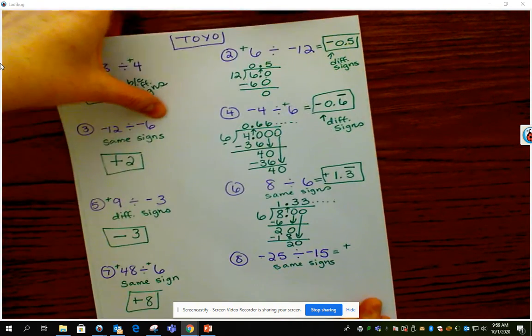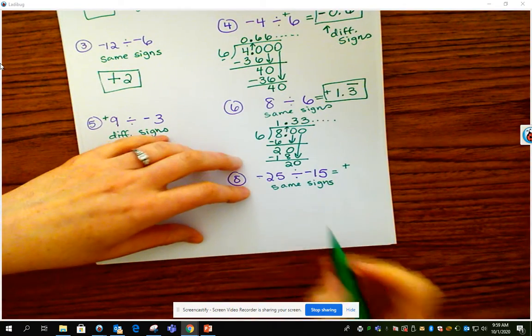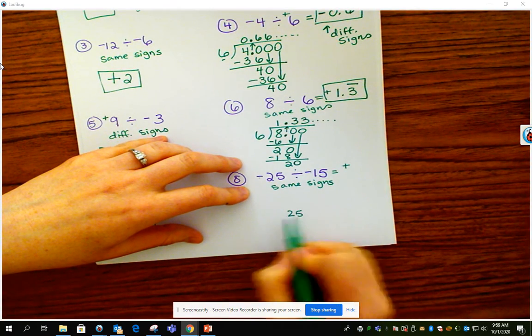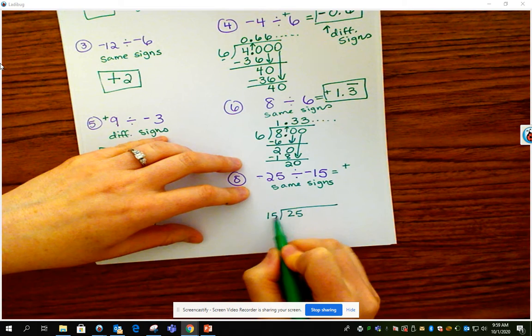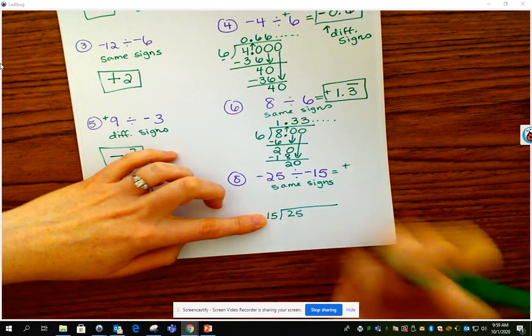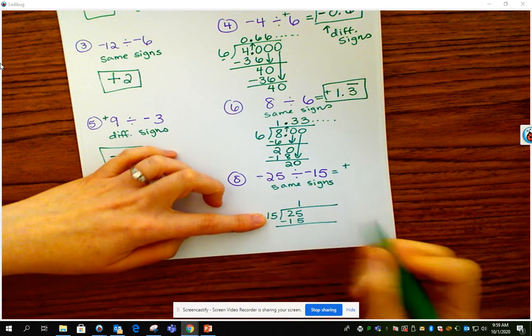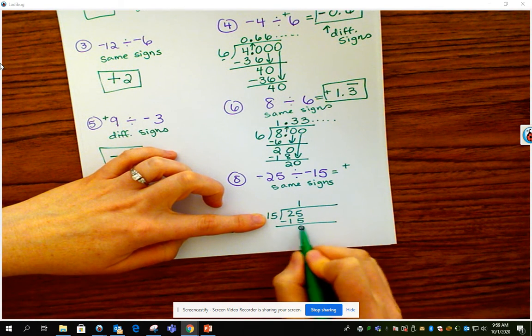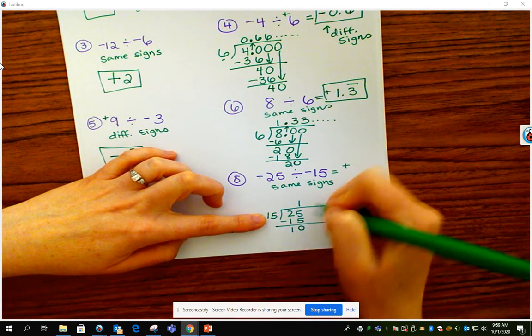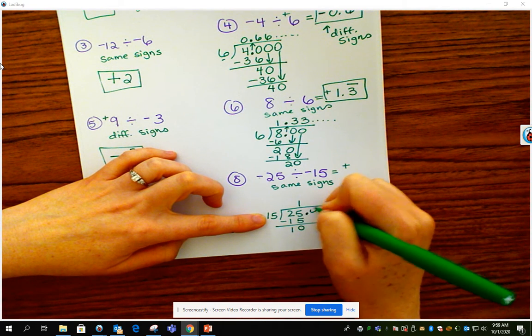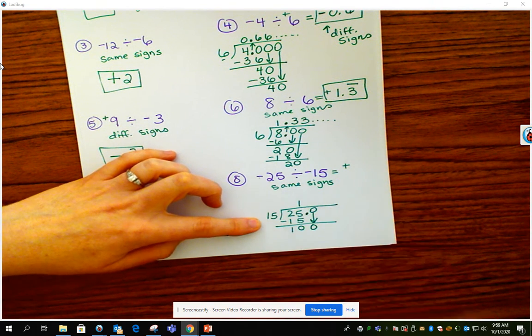And let's do the division. So I have 25 divided by 15. So 15 will go into 25 one time. When I subtract, I'm going to have 0 here and 1 here. And then I need to add a decimal and a 0 and bring that down.